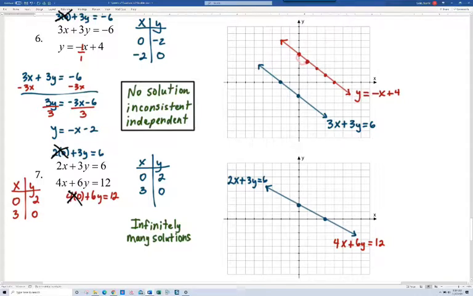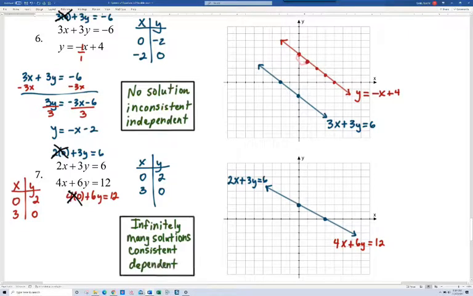This is going to be a consistent system because we have at least one solution. And this is the dependent case. So this is a dependent system. Now one last thing here.